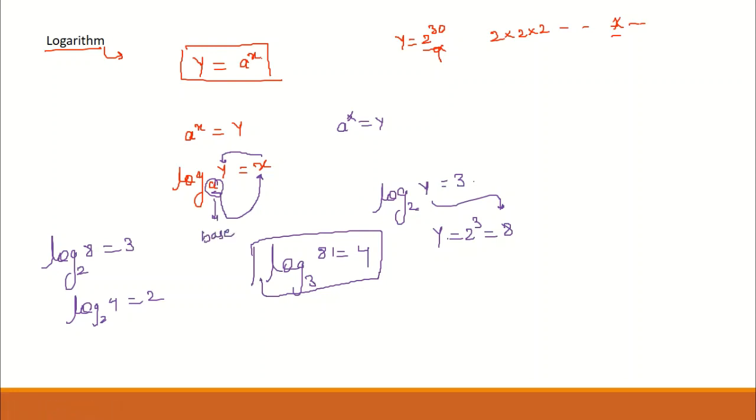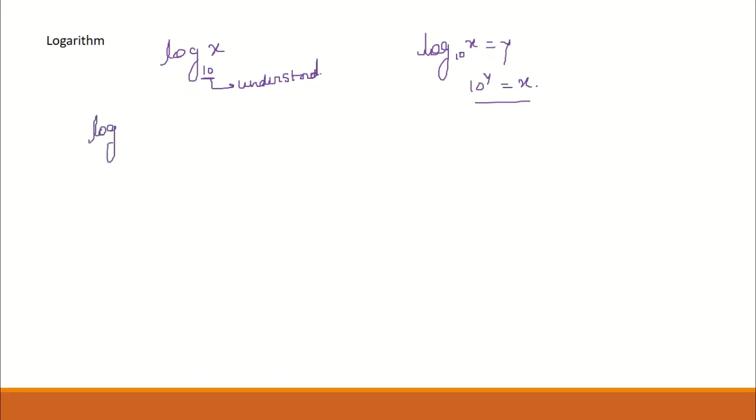The base of the log is generally taken as 10. If it is written as log x, then it is understood that the base is 10. So in any case where the base is not given, we will take it as 10. So if log base 10 of x is equal to y, then we can say that 10 to the power y is equal to x. But if any base is given, then we cannot change it. For us that base will remain the same, and that is x is equal to 2 to the power y.